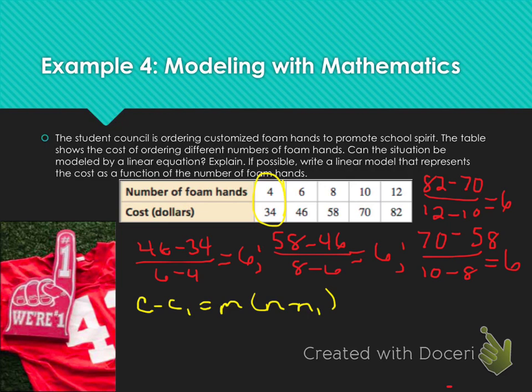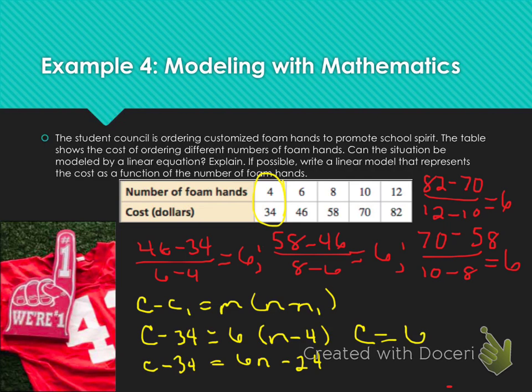So to write that, we're going to have C minus 34, my cost, is equal to my slope, 6, times the quantity N, minus the number of foam hands, which is 4. Go ahead and distribute, and I get C minus 34 is equal to 6N minus 24. Add 34 to both sides, and we're going to get that the cost is equal to 6 times the number of foam hands plus 10.